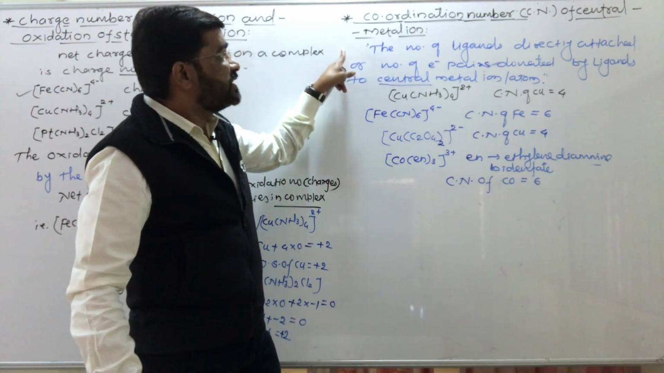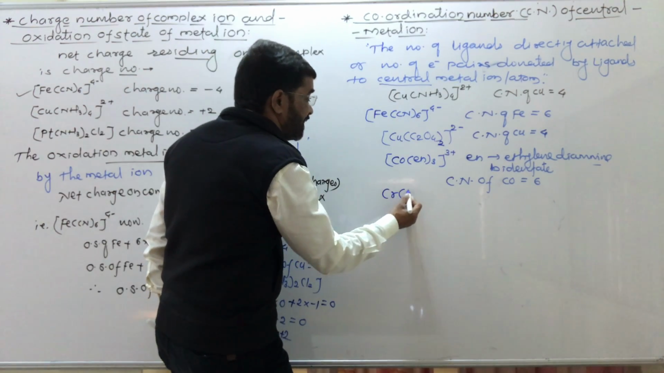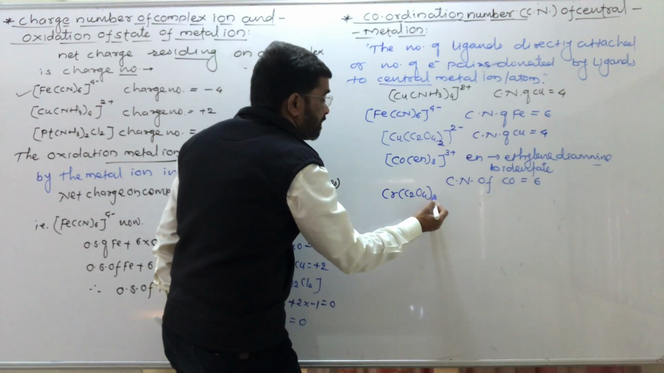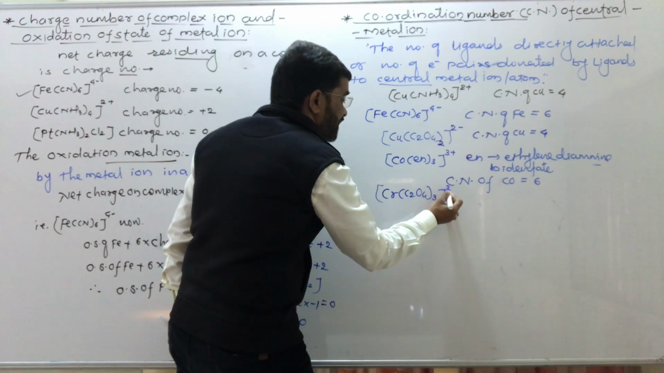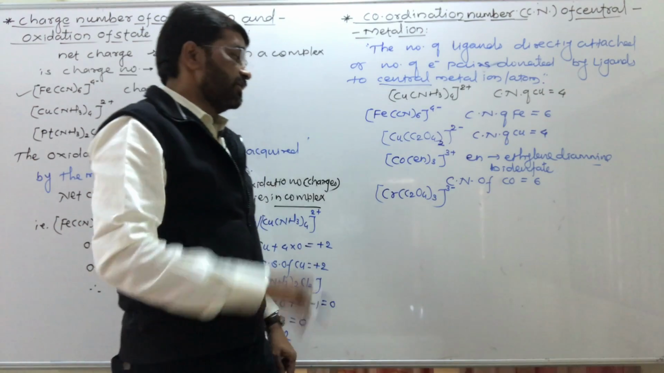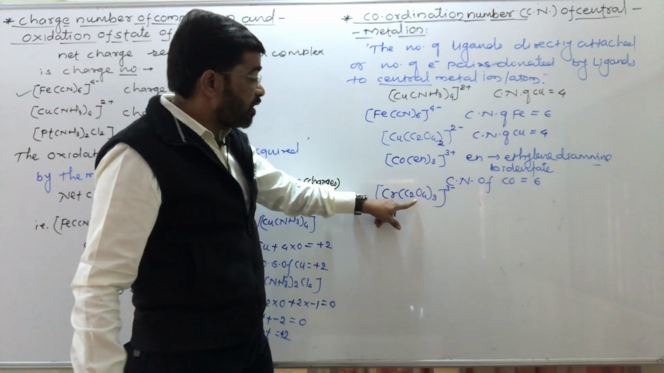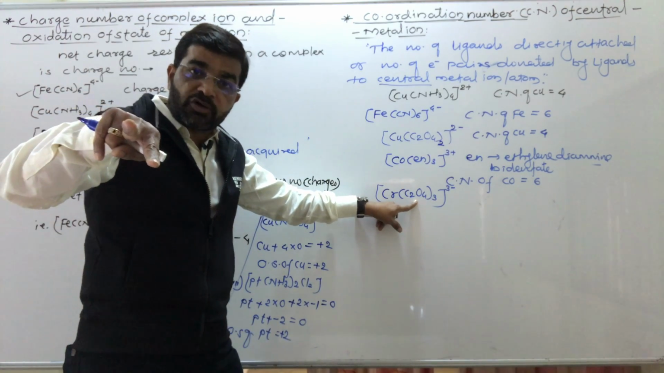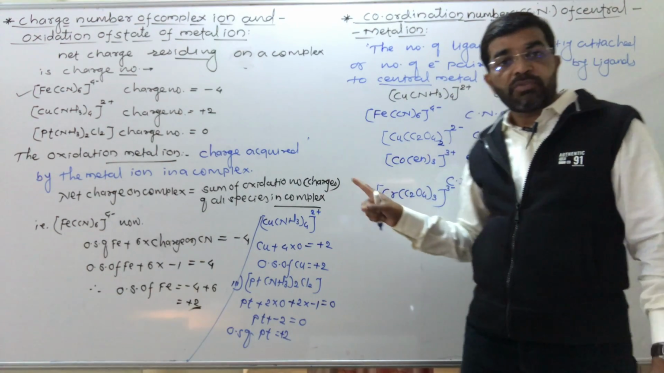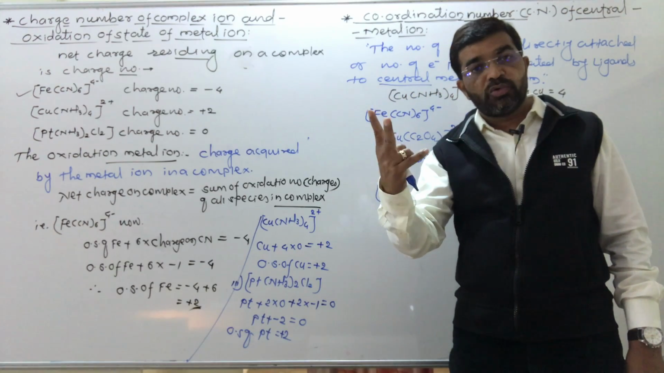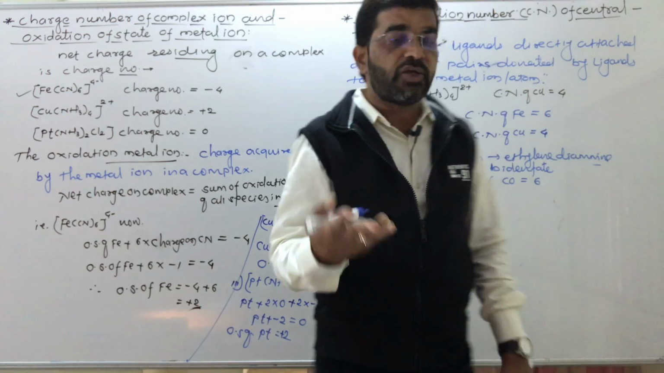In this way, this is nothing but the coordination number. Or you can take this one, [Cr(C2O4)3] with 3- charge. Chromium has coordination number 6 because the oxalato group can donate 2 lone pairs of electrons. One oxalato group attached to chromium contributes coordination number 2, so 3 oxalato groups will have coordination number 6.